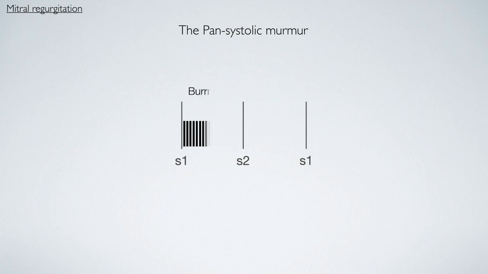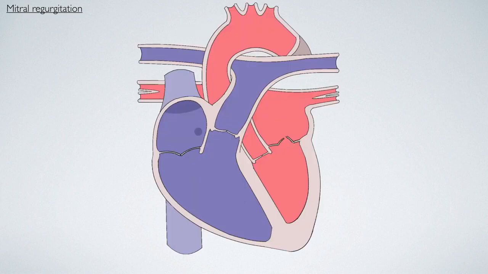This pansystolic murmur is caused by abnormal closure of the mitral valve. Let's take a closer look to get a better understanding of this.